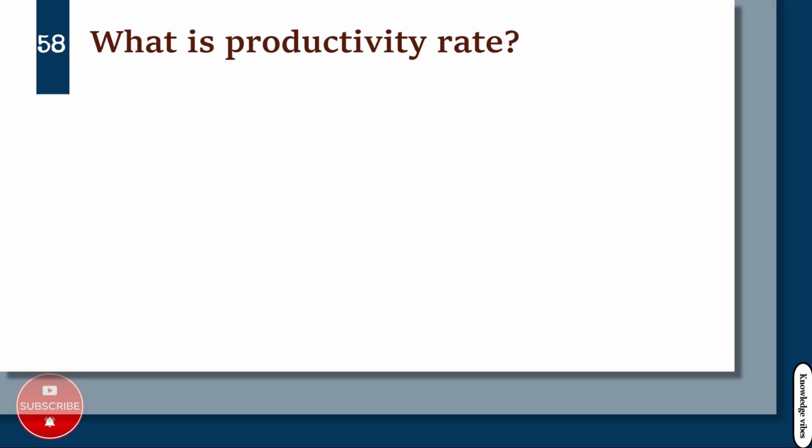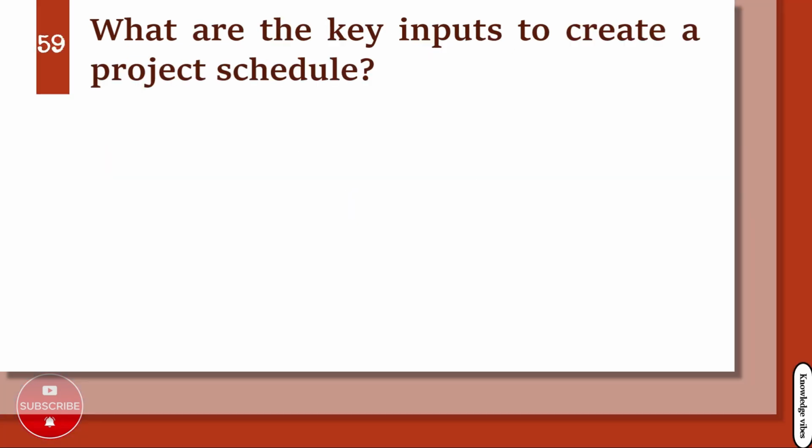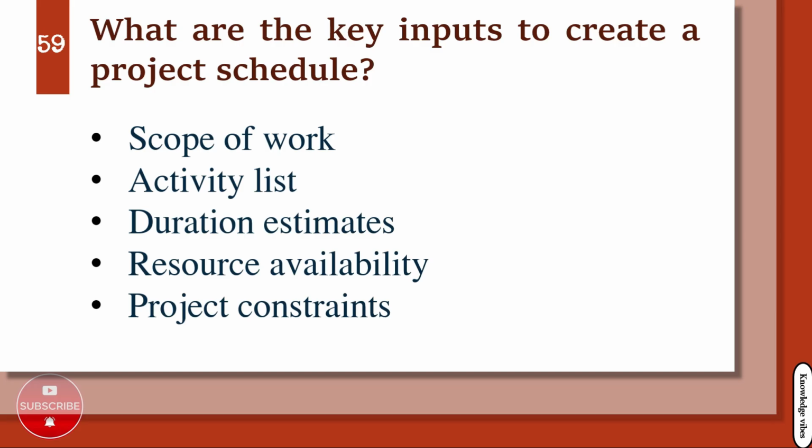What is productivity rate? The amount of work done per unit of time or resource, e.g., m³/day, SQM/HR. What are the key inputs to create a project schedule? Scope of work. Activity list. Duration estimates. Resource availability. Project constraints.